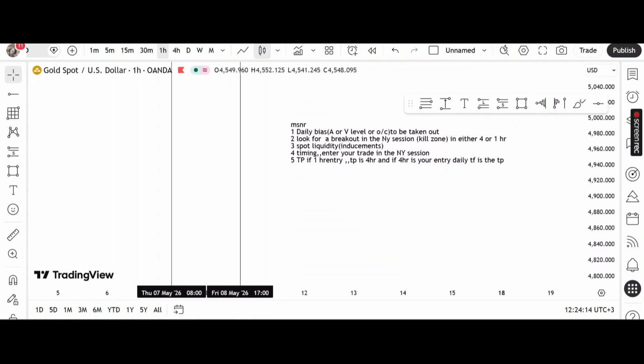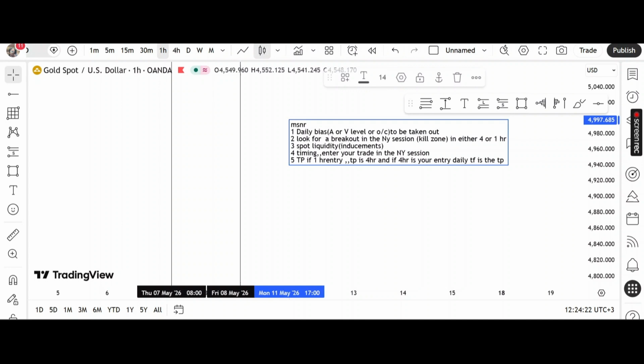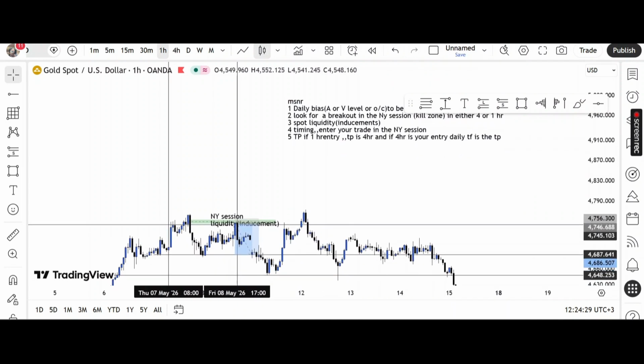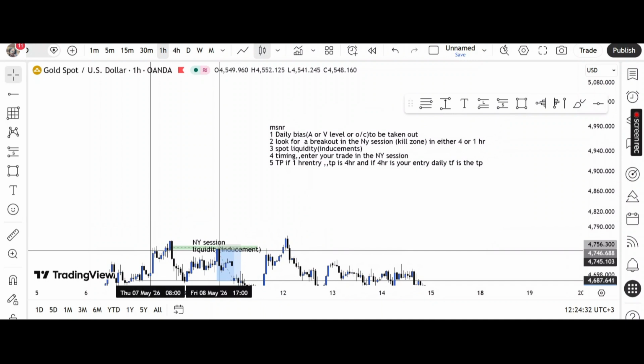So as I said, we start looking for an A level or a V level or an open close that has to be taken out with a wick. Then after that, you look for a breakout in the New York session, mostly in the kill zone, in either the 4 hour or the 1 hour time frame. In the 4 hour, you look for a V level to be broken out and then a retracement. Then you enter your trade. If it's the 1 hour, you look for it, but the difference is that your take profit will be in the 4 hour. If in the 4 hour, it will be in the daily time frame.